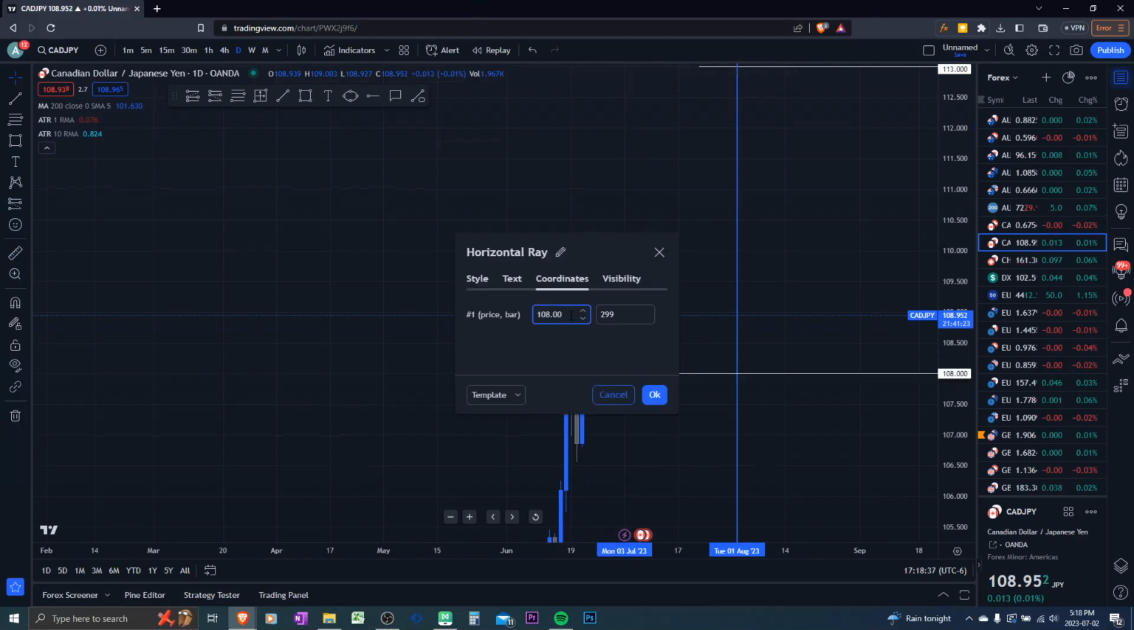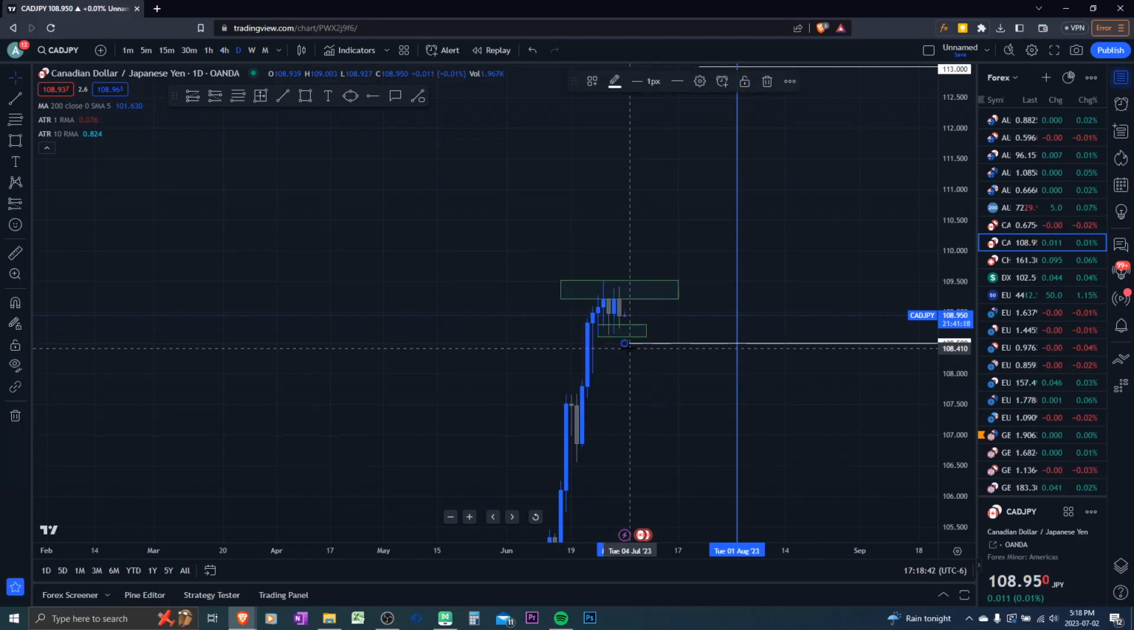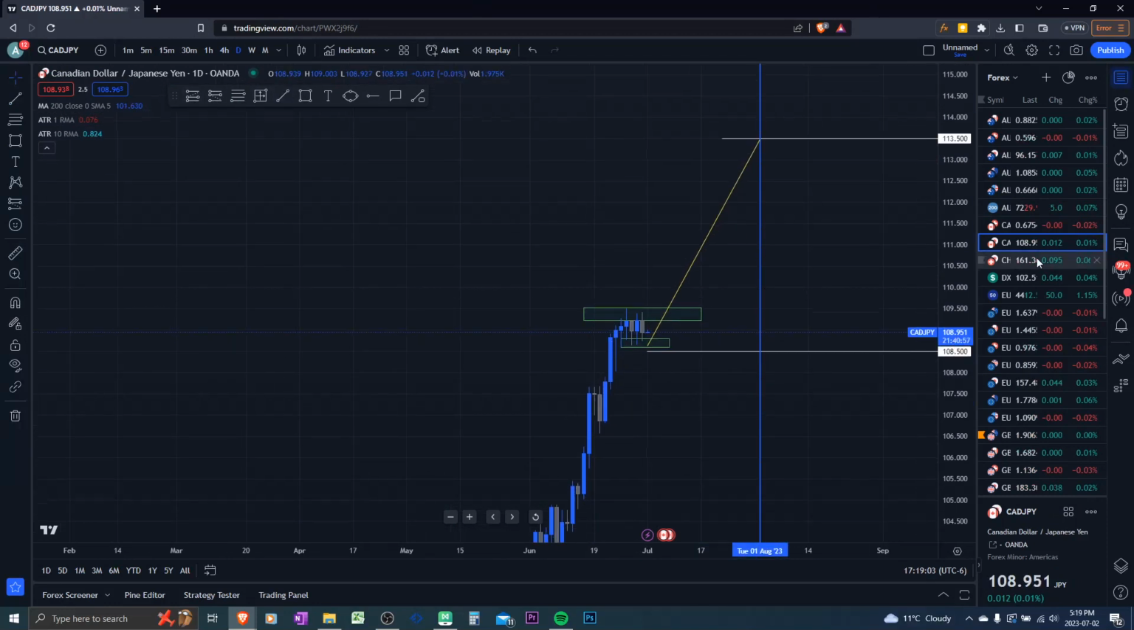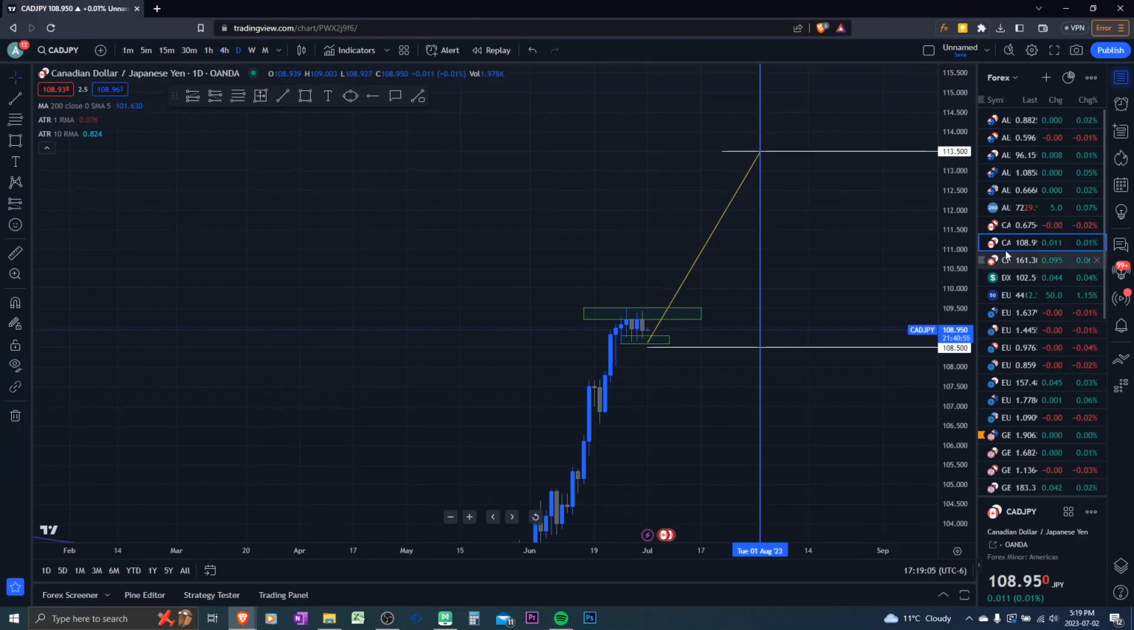I'm actually up 50 pips, 108.5 to 113. So this is going to be our monthly trade here, like that, which is dramatic, but the momentum previously shows that that is very possible. So it has to break this zone, and then it's probably going to keep heading up.